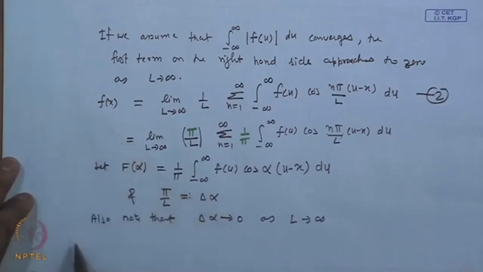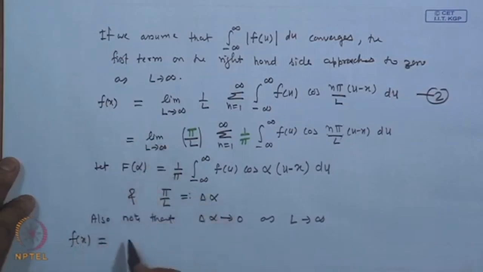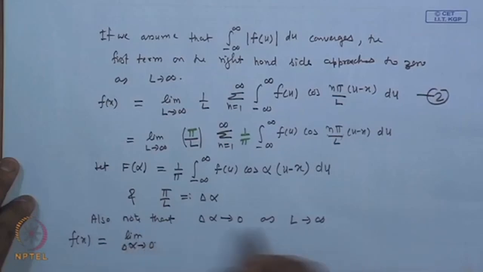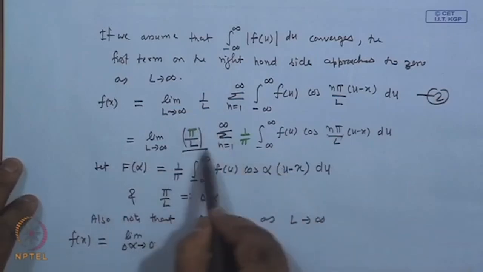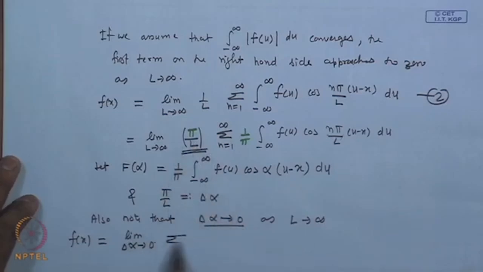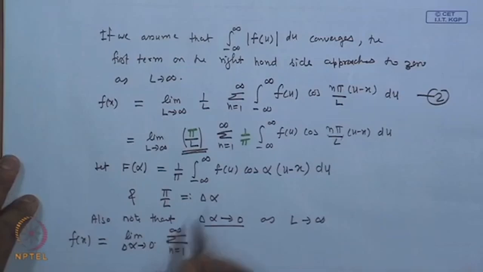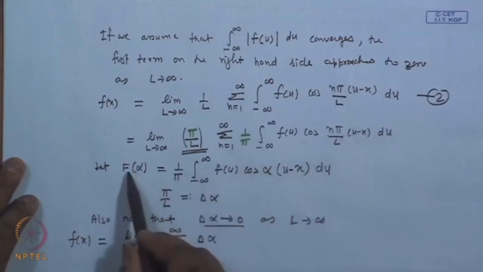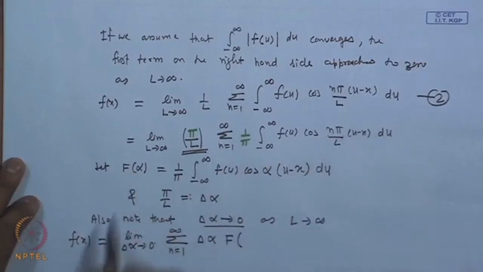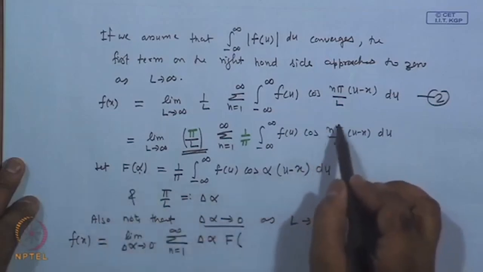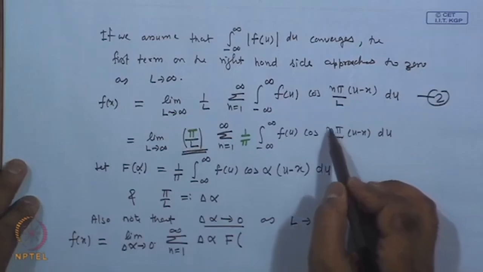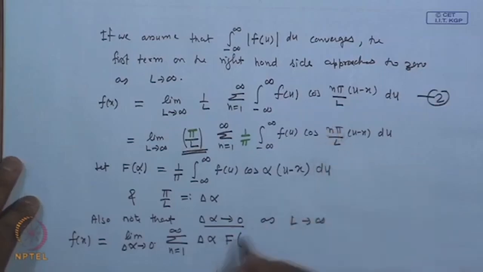So what f(x) do we get now? f(x) is the limit as L goes to infinity, which is now the limit as delta alpha goes to 0, where we have pi over L, and that is delta alpha. So let me put it again inside the summation: n from 1 to infinity, and we have delta alpha, and this 1 over pi and this quantity in terms of this f. So where alpha is, here we have n times pi over L. Pi over L is delta alpha, so this is n delta alpha. So we have f(n delta alpha).